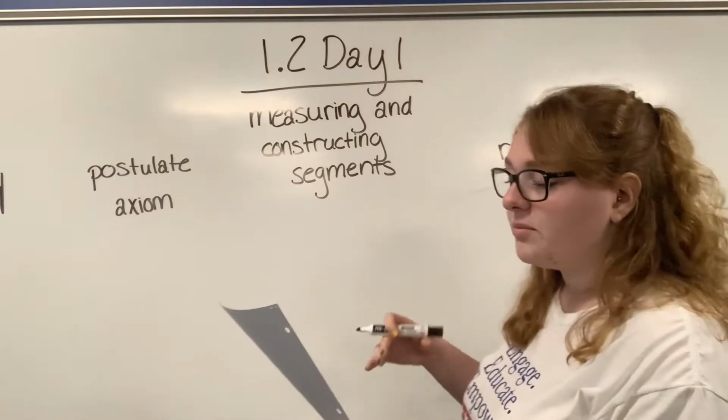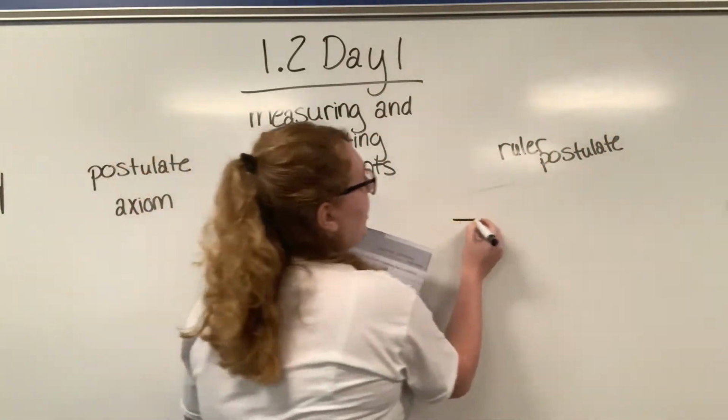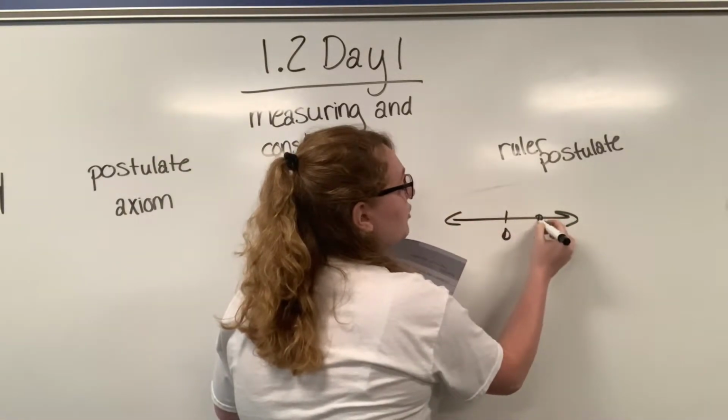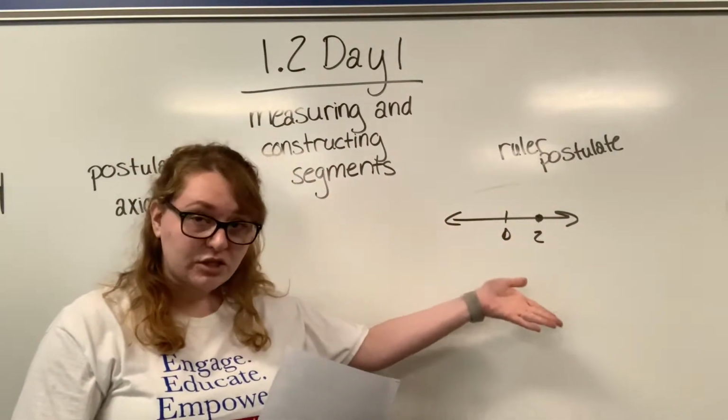So, the real number that corresponds to a point is called the coordinate. So if I give this a 0 and this a 2, if I drew a point on 2, then that is the coordinate. The coordinate is at 2. Okay?